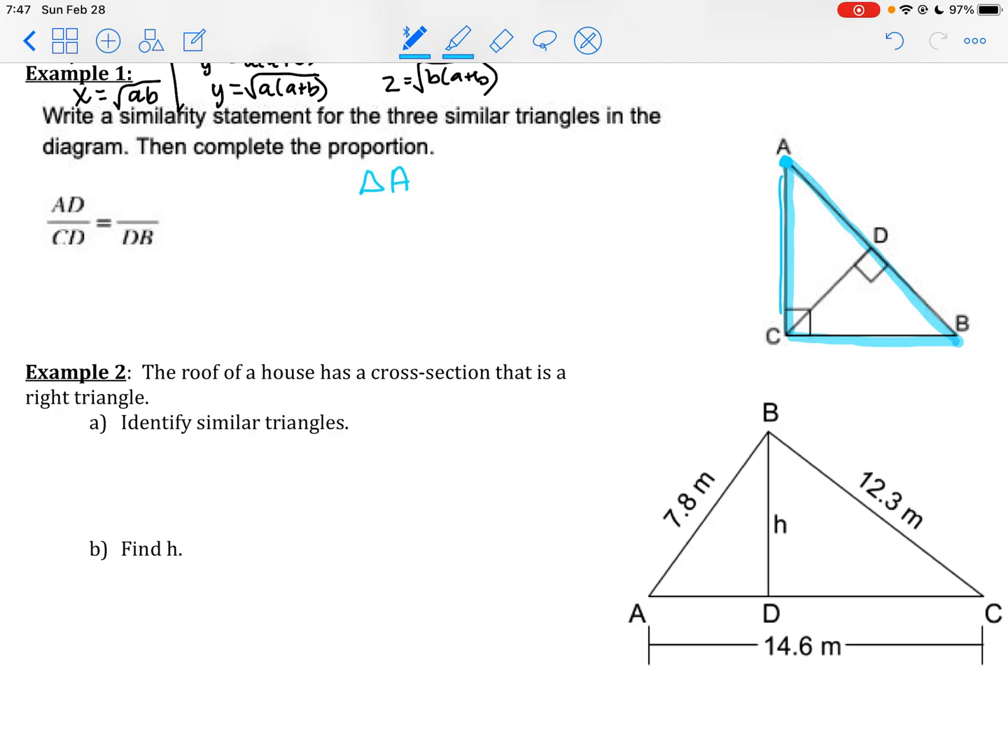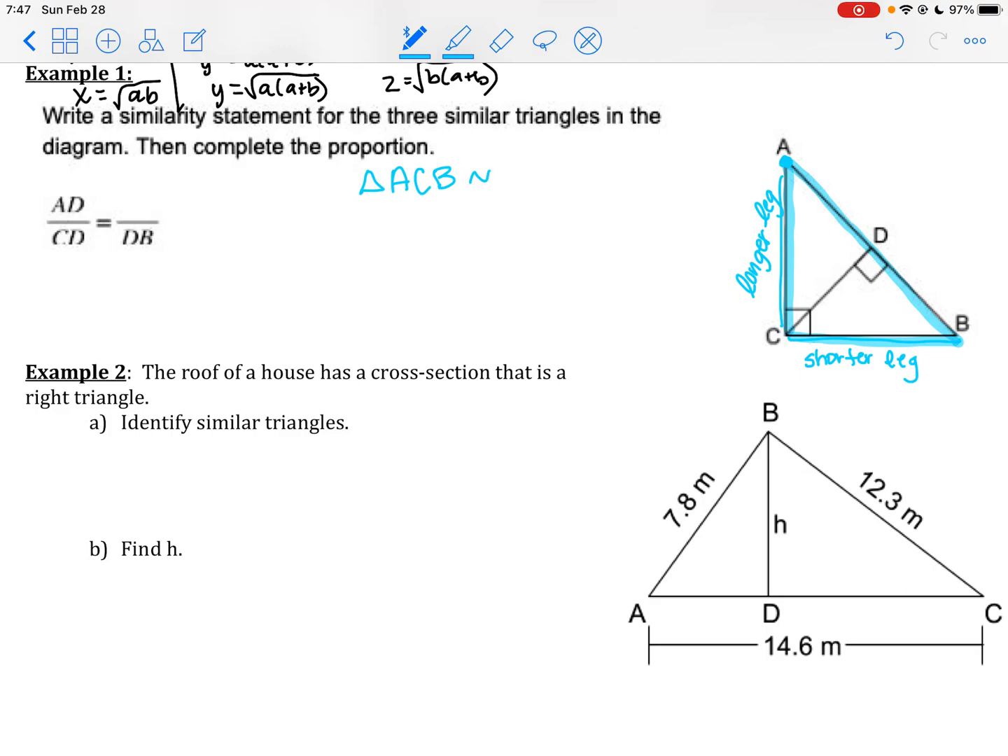So maybe I'm going to go down this leg to the right angle. So down that leg and to the right angle is going to be C. And it looks like AC is a little bit longer than BC. So I'm going to say that this is the longer leg. And then I'm going to go from C out to B, which is the shorter leg. So ACB goes down the longer leg to the right angle and then down the shorter leg.